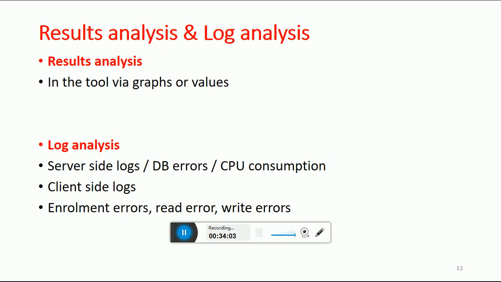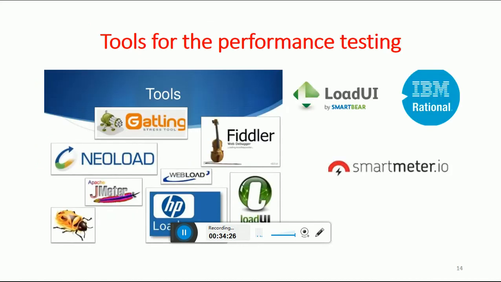Most important is the result analysis. When you do a performance test, you get some sort of results, so afterwards you need to fine tune those results to show to the product stakeholder what the result from the performance testing was. Let's go to the next slide and get to know what the performance testing tools are.